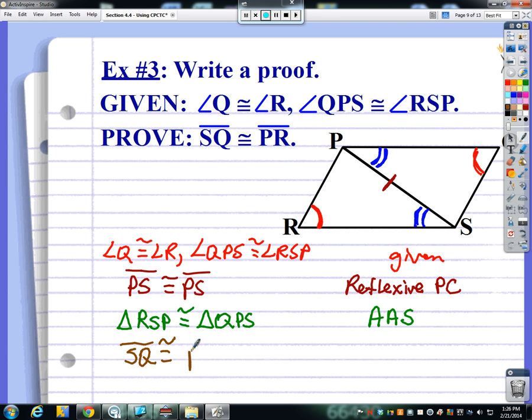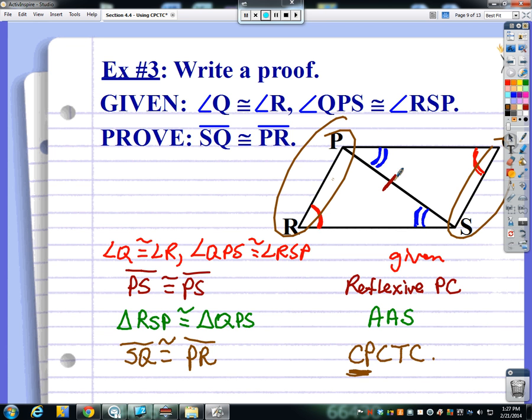I now know SQ and PR are congruent, and the reason is CPCTC: SQ and RP are corresponding parts of congruent triangles, which I now know is true, so they are congruent, which is what I'm saying right there. And that's it for the proof. We're done. So most of the time, it's literally going to be one extra step after the congruent triangle statement. Not always, but most of the time.